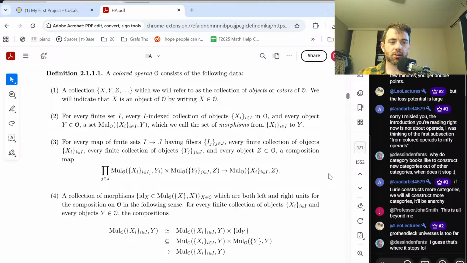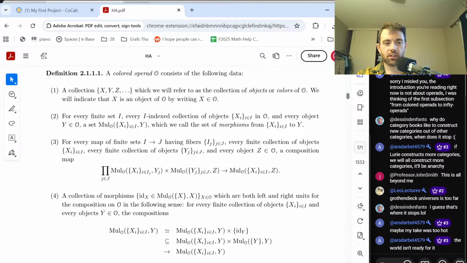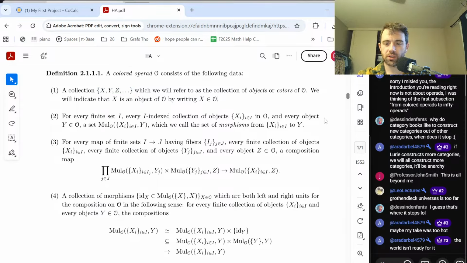Okay, a colored operad consists of a collection. I always don't love this notation. If you don't want something to be strictly countable, maybe your take was too hot. The world isn't ready for it. Could be.